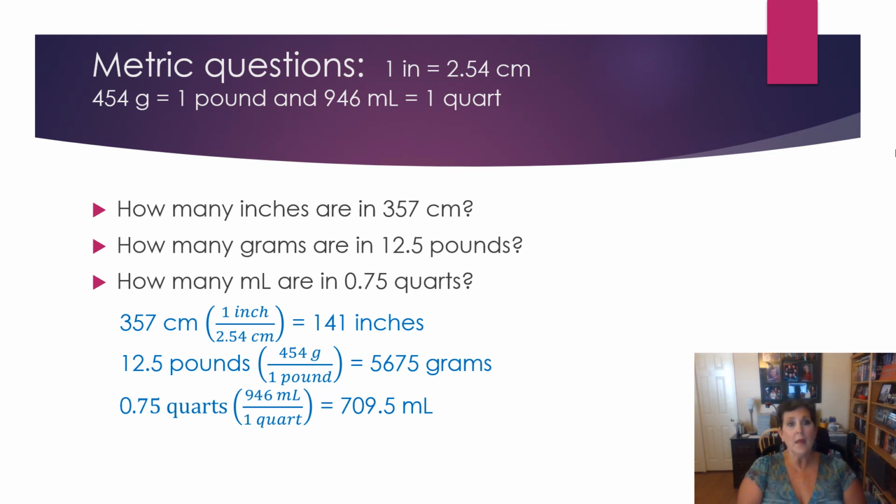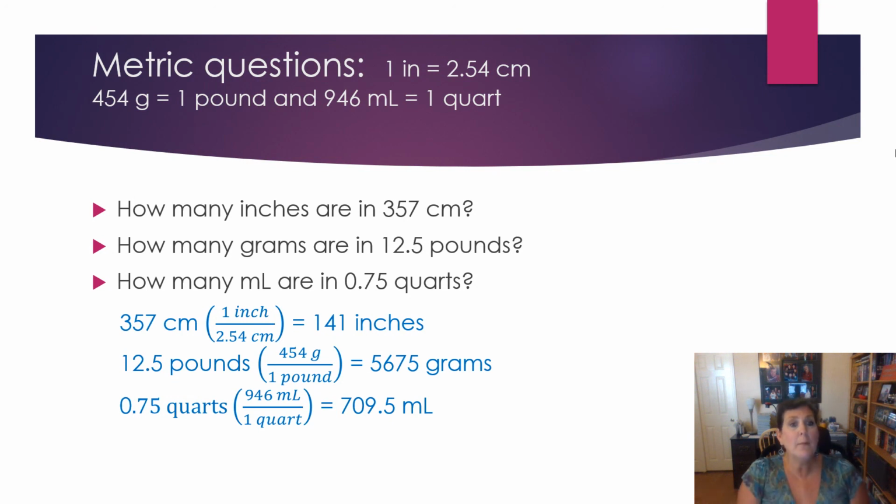Number 2, how many grams are in 12.5 pounds? Start with 12.5 pounds. This means pounds needs to be on the bottom. What do we know about pounds? Well, look up there in the purple. 454 grams equals 1 pound. 1 pound's on the bottom. 454 grams is on top. So we have 12.5 times 454 divided by 1 equals, and we get 5675 grams.